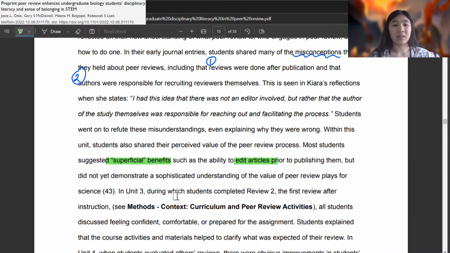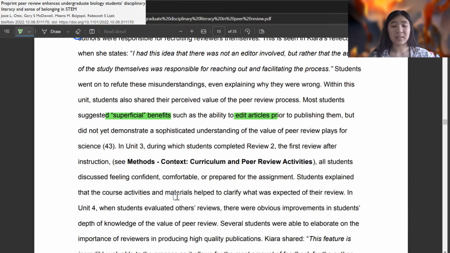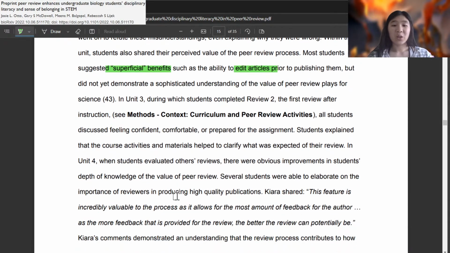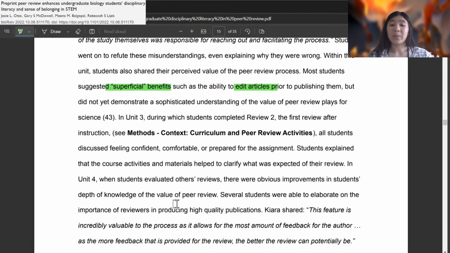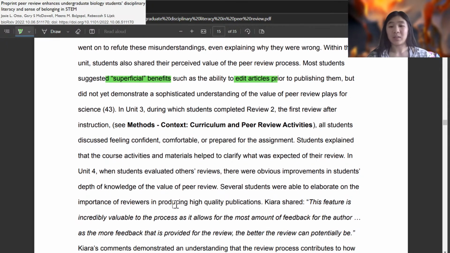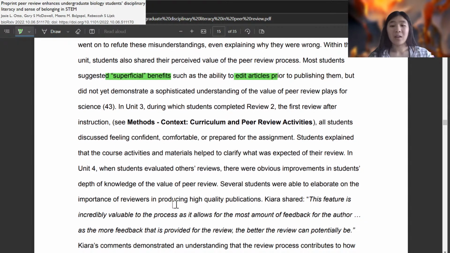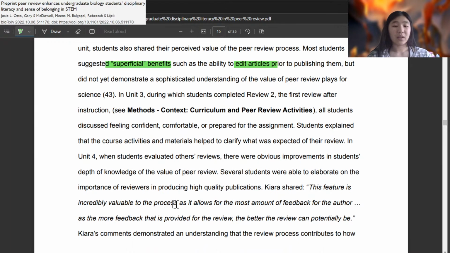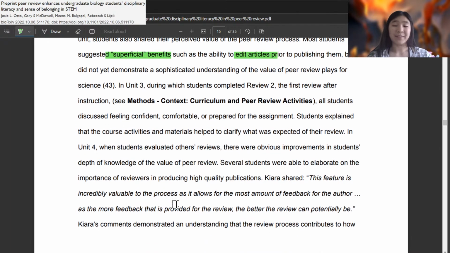But this is in Unit 2, I believe, because it says, in Unit 3, during which students completed Review 2, the first review after receiving some instruction and teaching, all students discussed feeling confident and comfortable or prepared for the assignment. That's good. Students explained that the course activities and materials helped to clarify what was expected of their review. So they knew what they were doing.